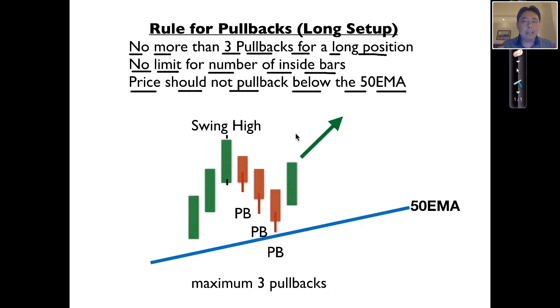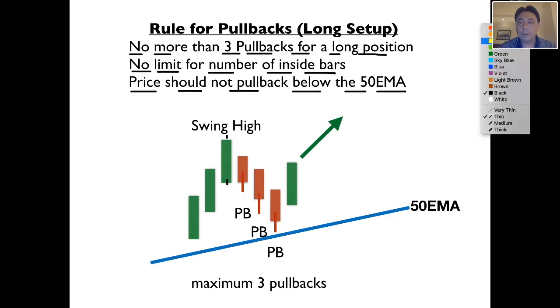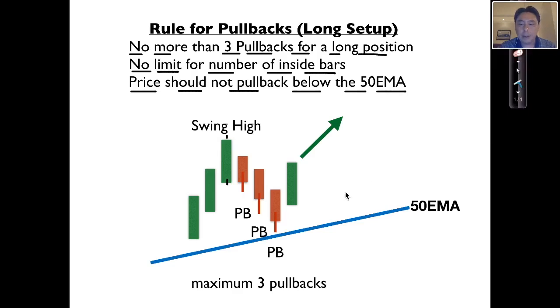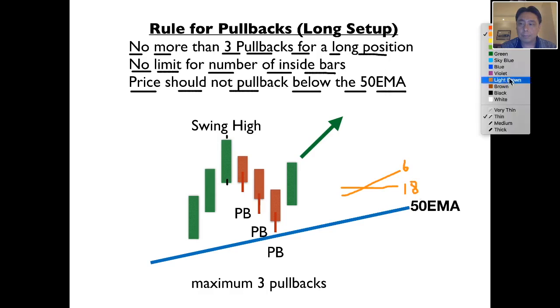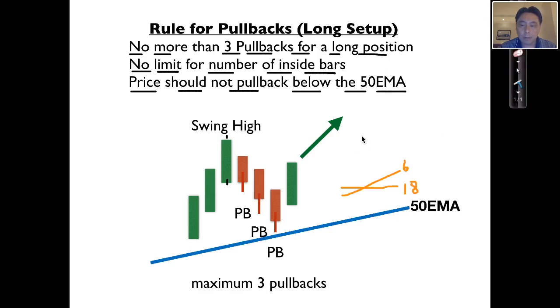Let me give you a few examples of how this could play out. Again, let me draw. I think that's the best. Okay, so let's imagine we have, again, the 6 EMA crossing above the 18 EMA, like so. It crosses right there, okay? And say, again, these are the candles that we see.